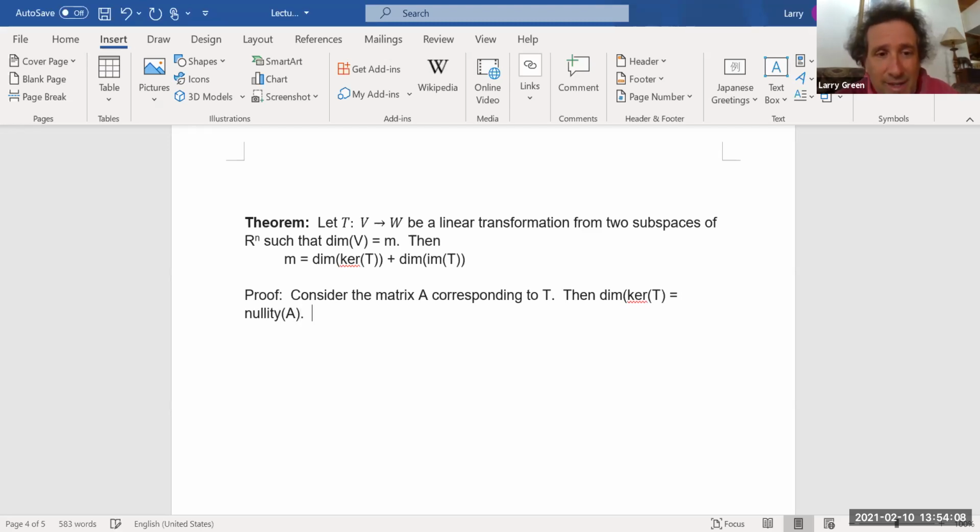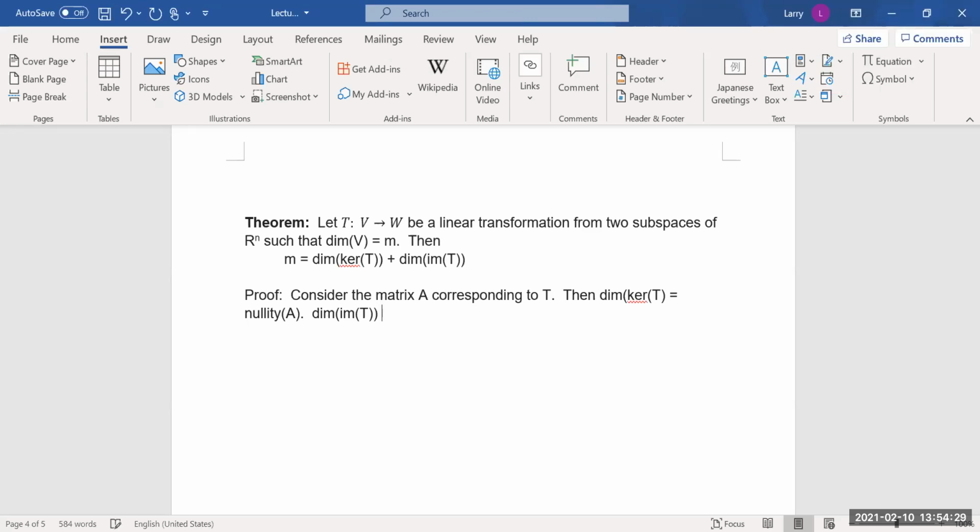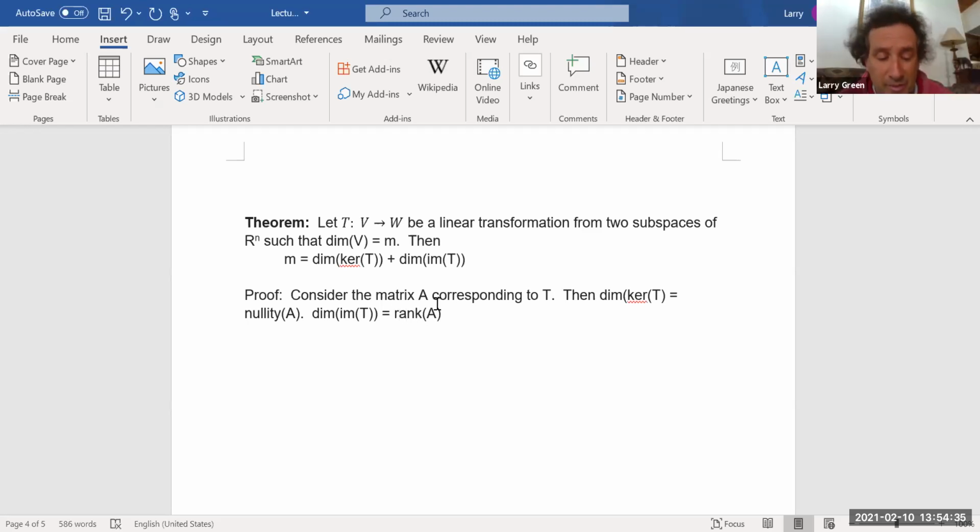Any questions on that? And what about the dimension? Oops, dim. What about the dimension of the image of T? What is that with respect to the matrix? So with the rank? That's the rank, because we've already had these theorems that said that. Do you remember that?